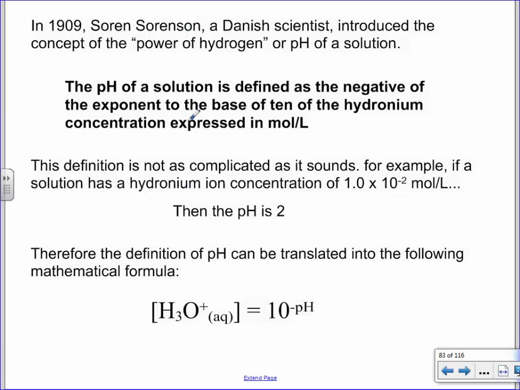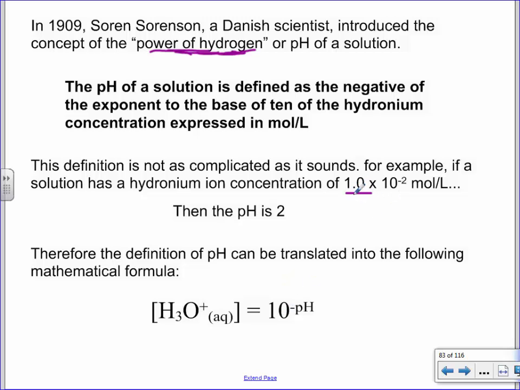Soren Sorensen, which is like the coolest name ever, Soren Sorensen, introduces this idea called powers of hydrogen. And that's actually where the name pH comes from. P, power, H, hydrogen. Powers of hydrogen, that's where pH comes from. And he basically says this statement right here, which is way too confusing, so let me just show you what it really means on paper.